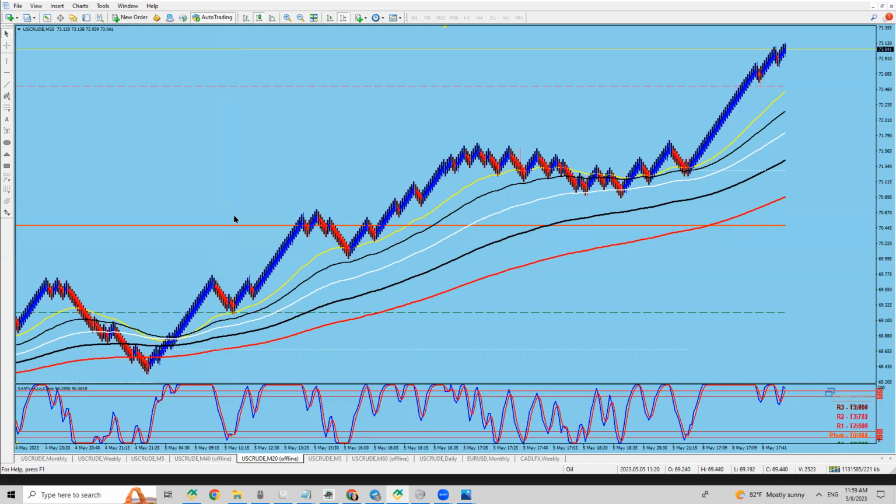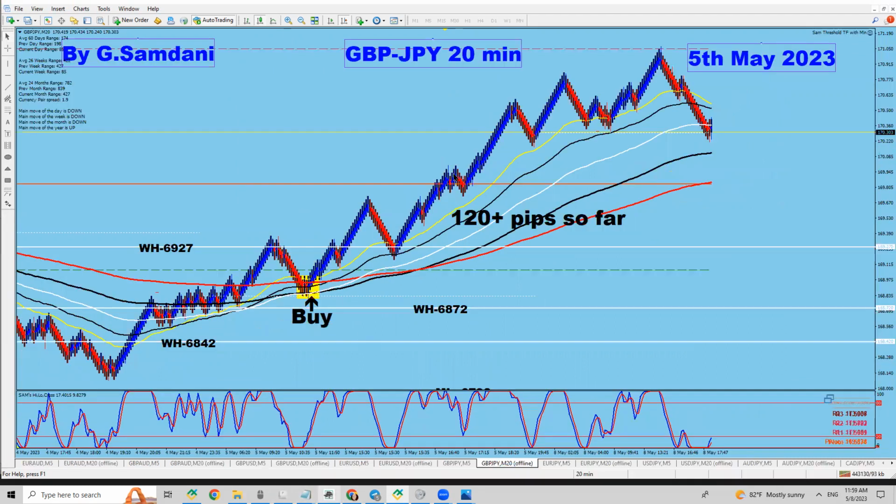This is the entry. Now let me show you how I take my entries. I think I have a chart here. Last week, you see that? This is pound yen. I had it for 120. But look at the entry. The entry rules are that yellow is above the black. Then all the EMAs are aligned. This indicator all the way down. This was the entry I took.